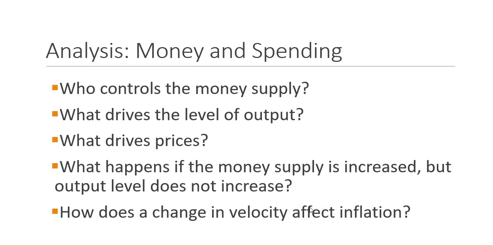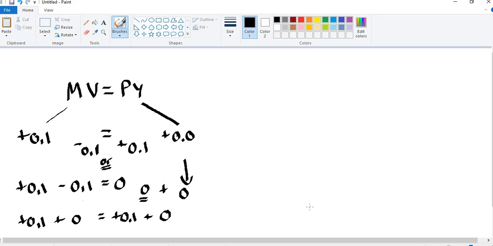And our final question is, how does a change in velocity affect inflation? Let's do this analysis also on the whiteboard. Our formula, MV equals PY. And the question is, how do velocity and price relate to each other or interact? Let's assume that our money supply and our output have no change. Let's set those at 0.